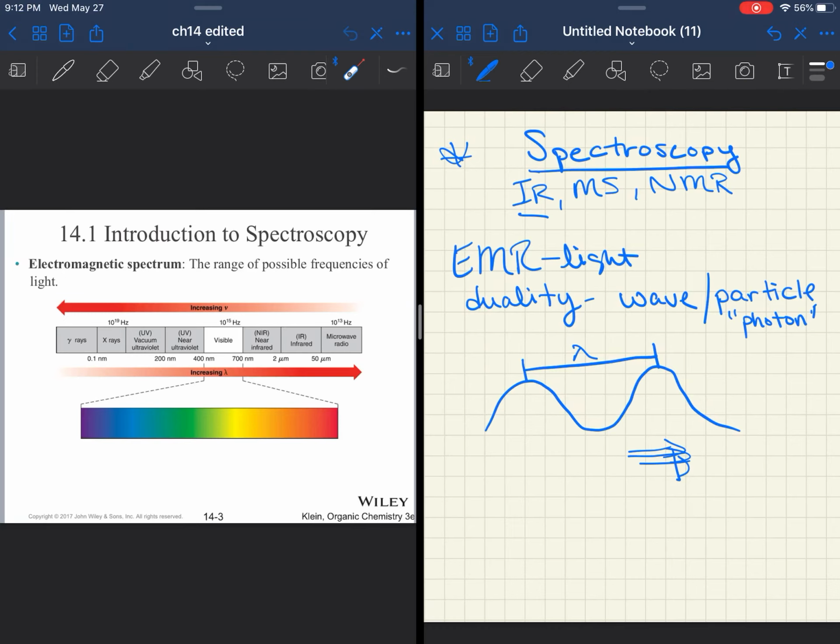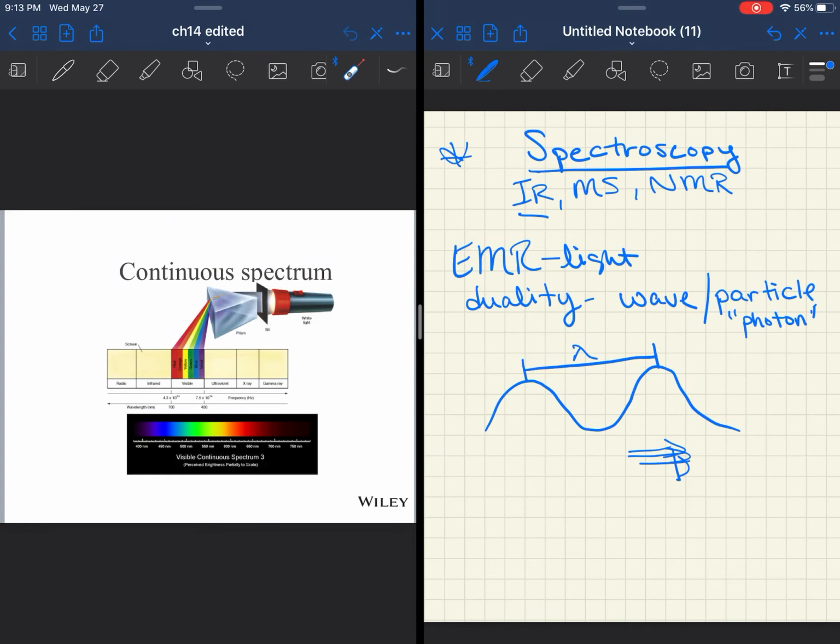Now, I want us to think about the visible spectrum for a minute. So to understand how infrared spectroscopy works, it can be really useful to think about a spectroscopy that you learned about in general chemistry, right? This isn't your first time hearing about spectroscopy. So we're going to take a little bit of a look at this continuous spectrum.